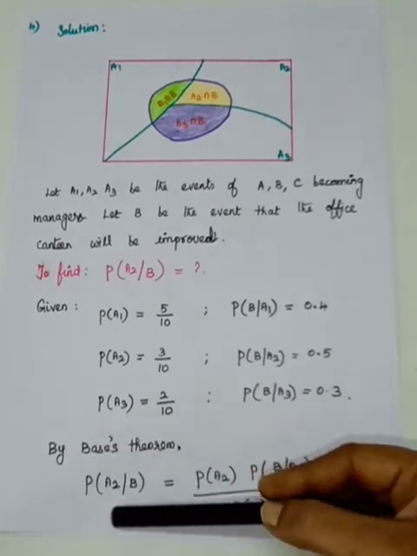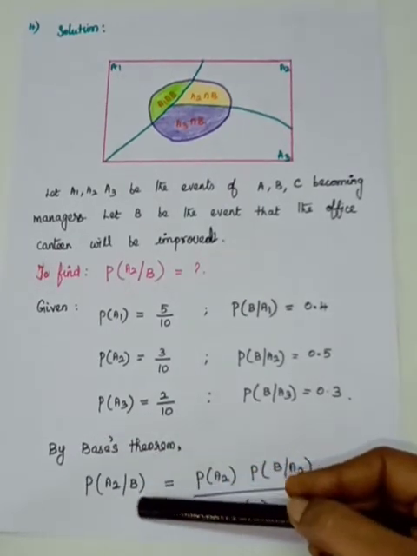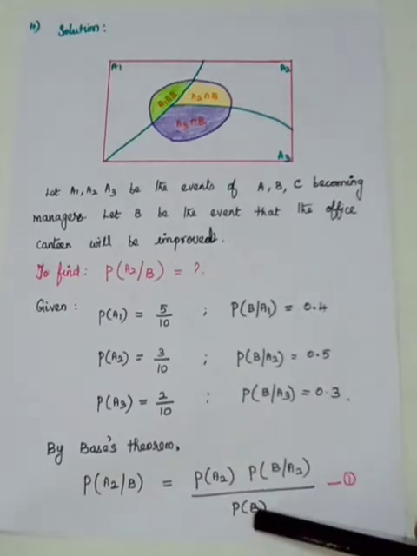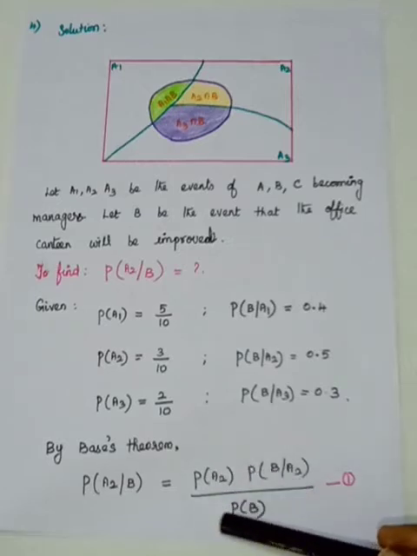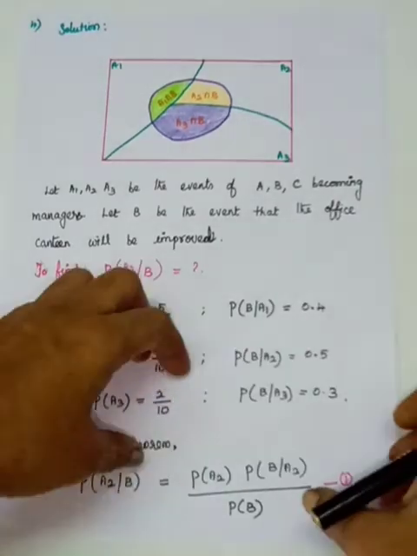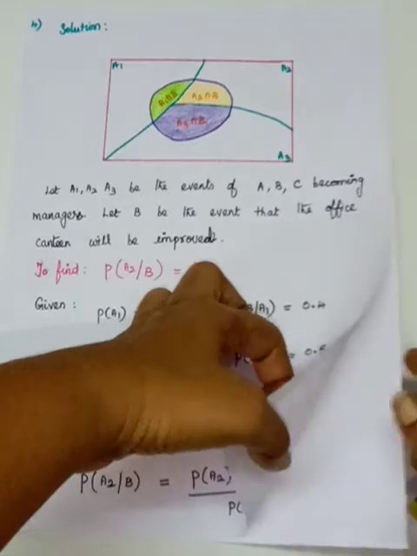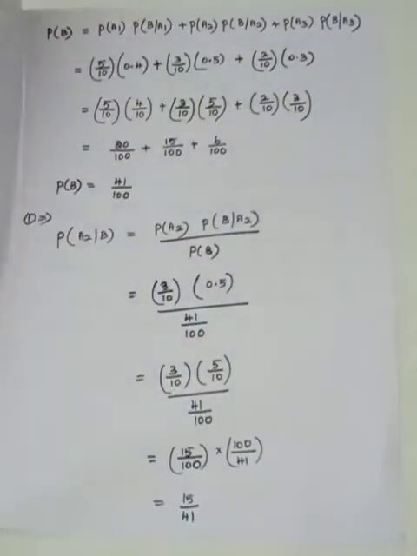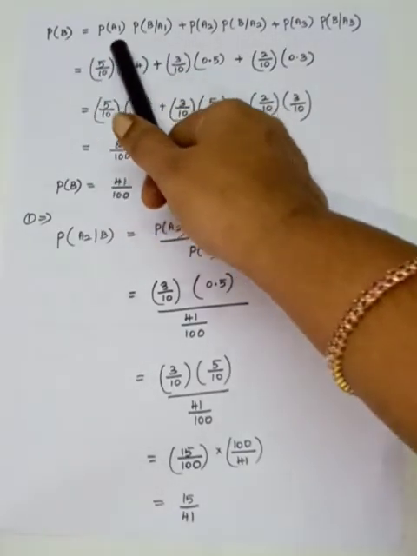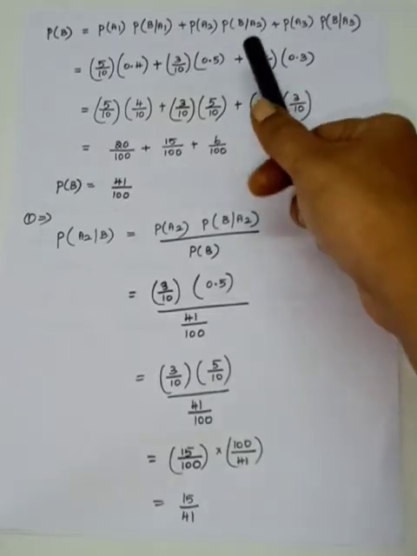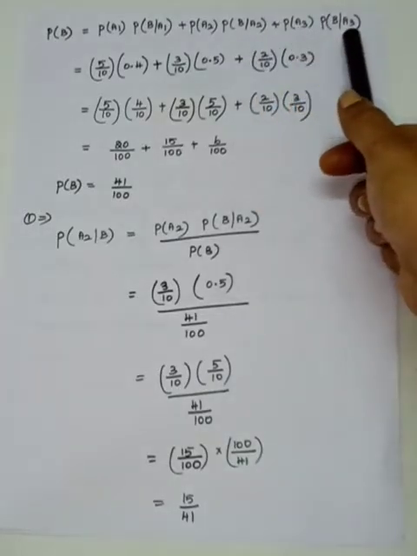Okay, so for P of A2 by B, we can use the Bayes theorem. So how can you write? First P of A2 into P of B by A2 divided by P of B. P of B is what? It is the total probability of the event that the office canteen will be improved. So the office canteen will be improved if A becomes manager, B becomes manager and C becomes manager in some percentage. So therefore P of B is equal to P of A1 into P of B by A1 plus P of A2 into P of B by A2 plus P of A3 into P of B by A3.